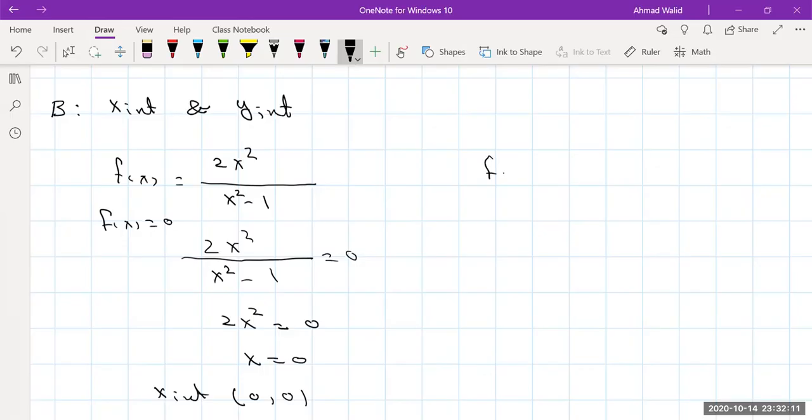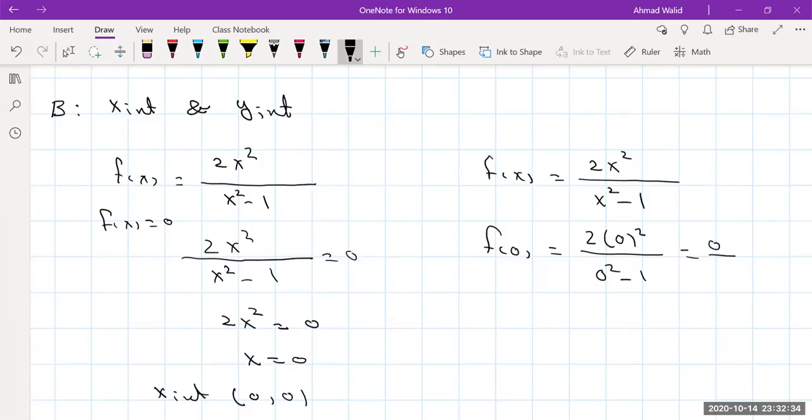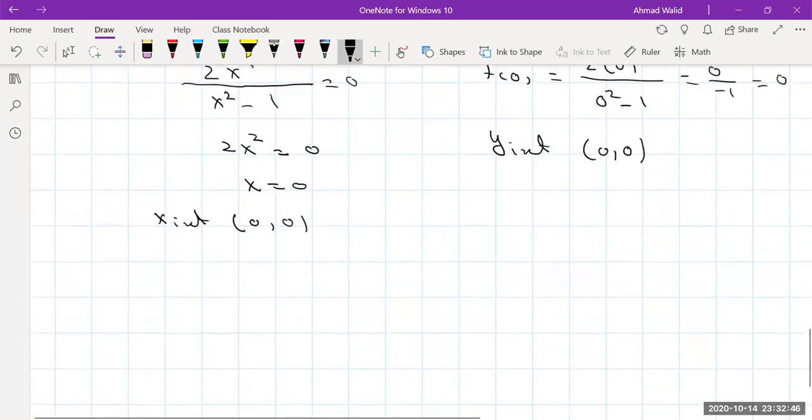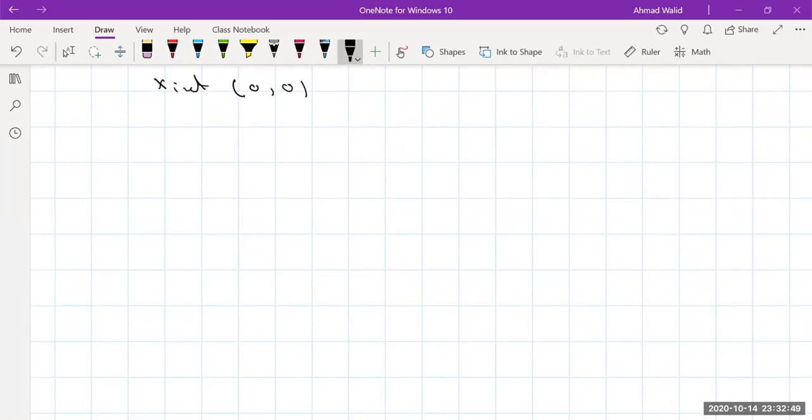Y-intercept: you have f of x equals 2x squared over x squared minus 1. To find the y-intercept, look for f of 0. It means plug in x equals 0. It gives you 2 times 0 squared over 0 squared minus 1, which gives you 0 over negative 1, which is 0. It means your y-intercept is also (0, 0). We are done with step 2 or step B. Step C, symmetry.